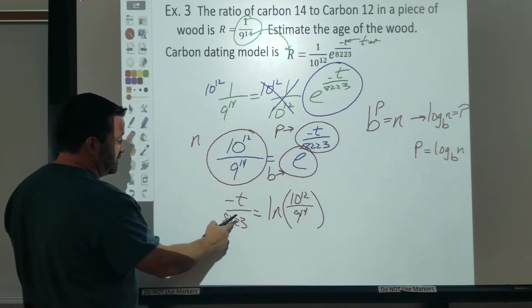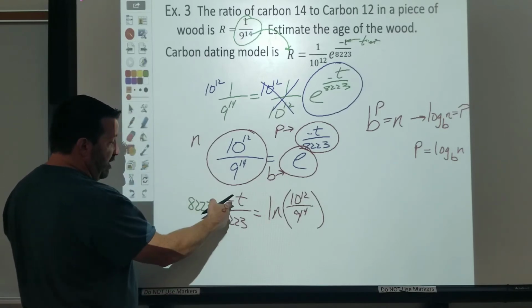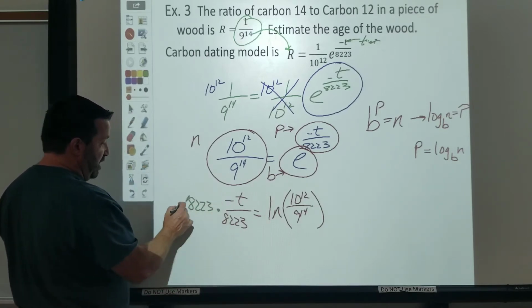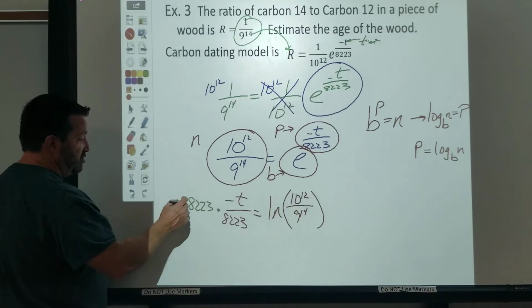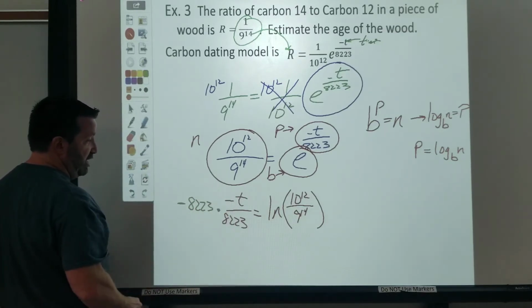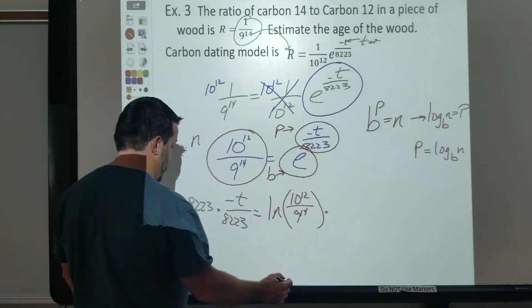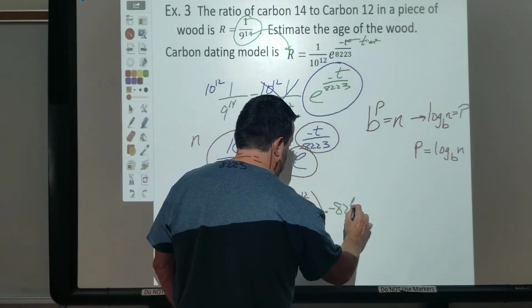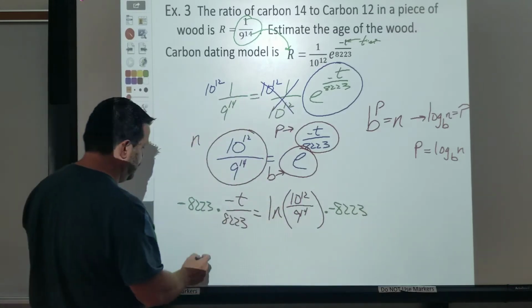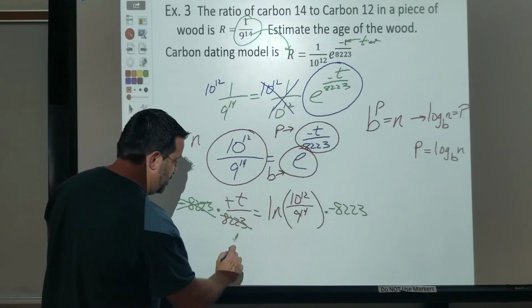One, I need to get rid of this 8,223, which is in the denominator. But I also need to get rid of that negative. So I'm going to do both at the same time. I'll multiply by negative 8,223. That'll get rid of this in the denominator. It'll get rid of the negative sign. So all of this gets multiplied by negative 8,223. So those cancel, and I end up with t equals this.